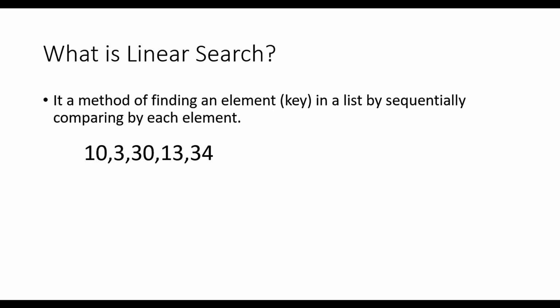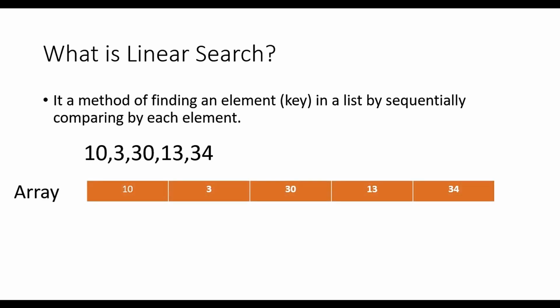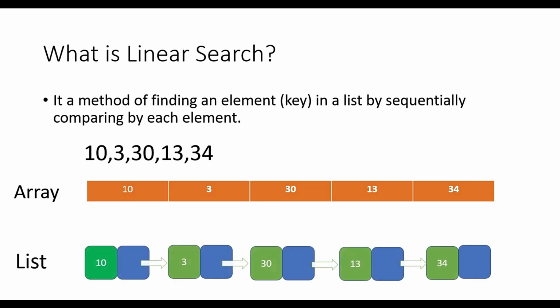In this case, we have some integer values. We'll store these integer values in some data structure. We can have an array data structure and store all the values in the array, or we can also have a list structure wherein we can store these values. In this example, I'll be using an array to explain the linear search concept. In the next video, I will use a list example to implement the same linear search algorithm.